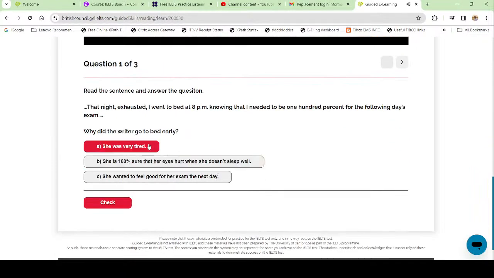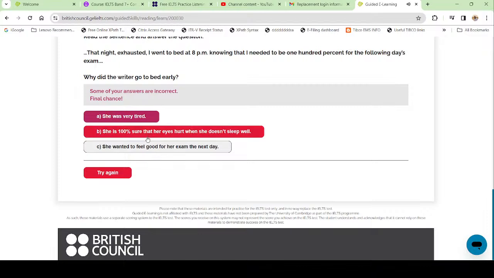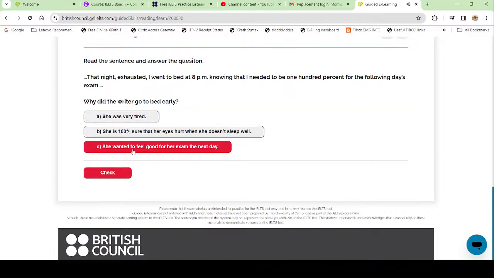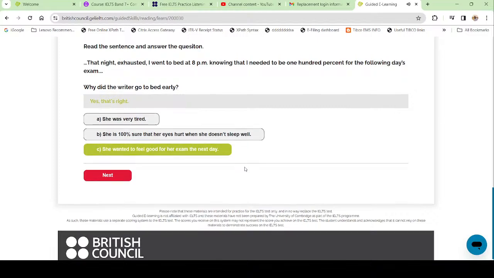Okay, let's have a look together. We'll go through one at a time. So let's see. Why did the writer go to bed early? She was very tired. Well, let's have a look. It says, that night, exhausted, I went to bed at 8 p.m., knowing that I needed to be 100% for the following day's exam. Now, if we have a look here, very tired and exhausted have the same meaning.